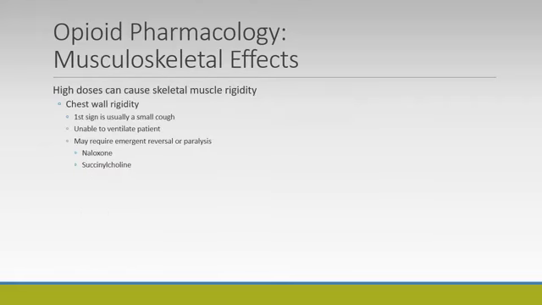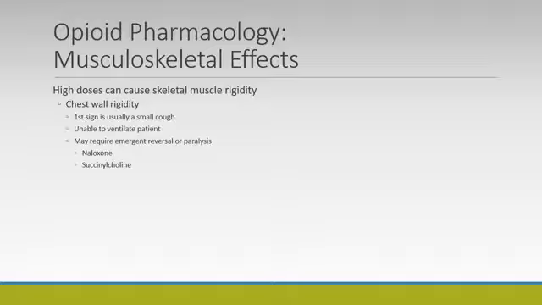Some other effects that we tend to see are some musculoskeletal effects. The most important thing to understand is that high doses of opioid agonists, especially certain very fast-acting opioid agonists like fentanyl, can cause some musculoskeletal problems. These high or rapid doses can cause skeletal muscles to become very rigid and almost board-like. Certainly the muscles in the chest wall are no exception, and we can get chest wall rigidity. This can be so bad that essentially the chest wall is not able to move.